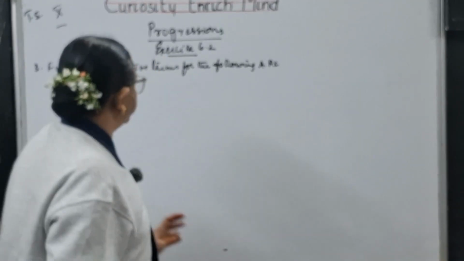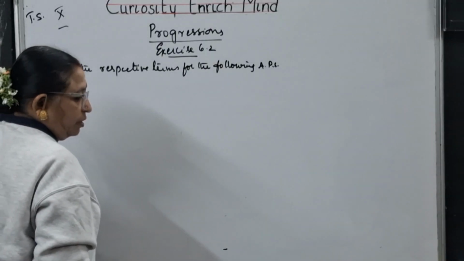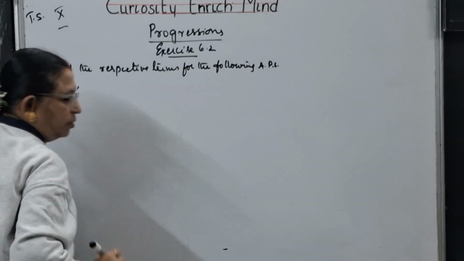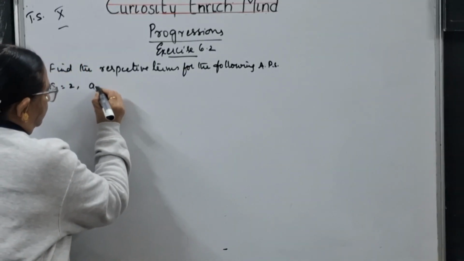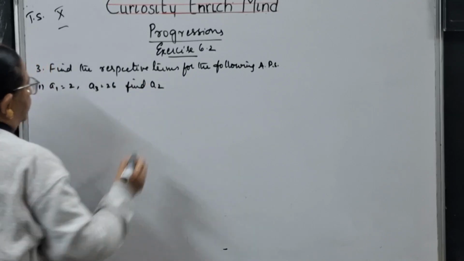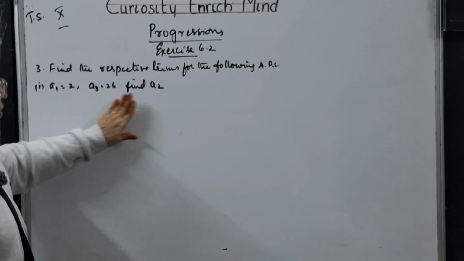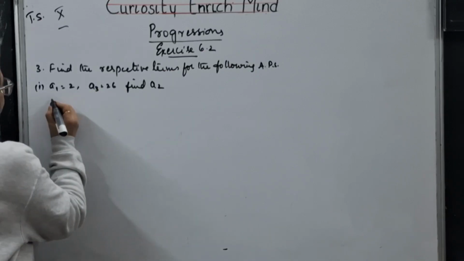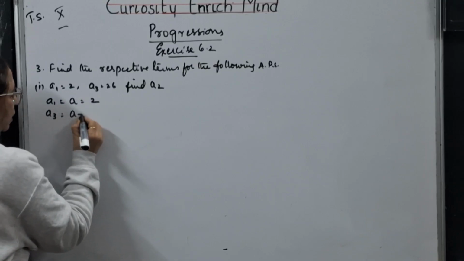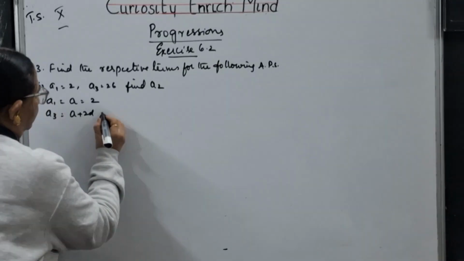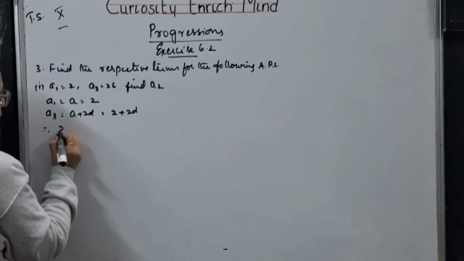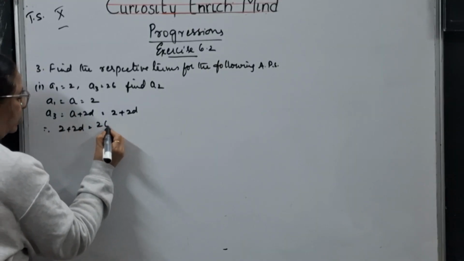Now, the third bit, children. Find the respective terms for the following APs. The first bit: A1 is 2 and A3 is 26. You have to find A2. So A1 is given, A3 is given, and the second term they are asking. What is A1? A1 is A, that is 2. What is A3? A plus 2d, that is nothing but 2 plus 2 into d. So 2 plus 2d is equal to 26.